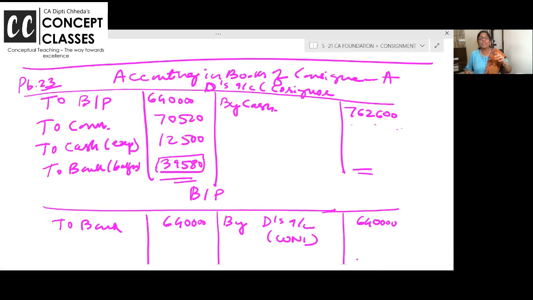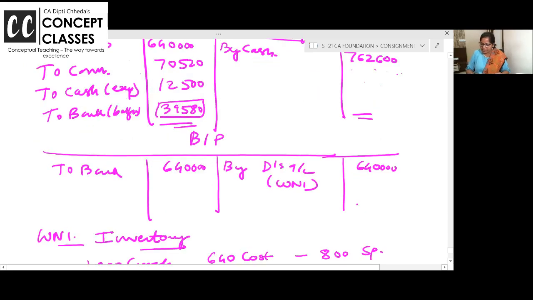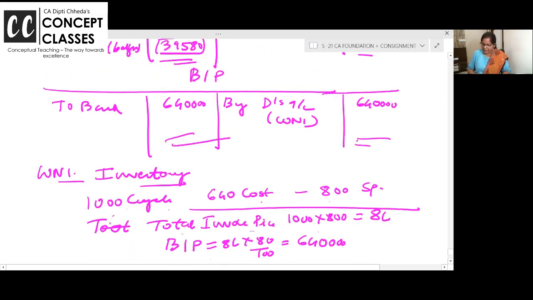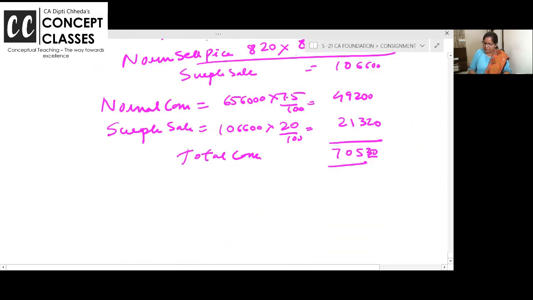Listen, dear students, I have sold 762,600 goods. In that, my commission, my expense, and my bills payable I am adjusting, and I will give you a cheque of 39,580. Is this clear? Bills payable is one line. It is clear. Working notes 1 and 2.